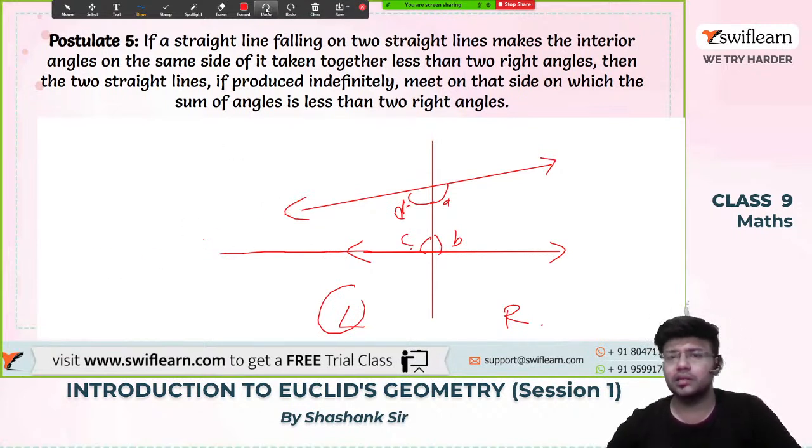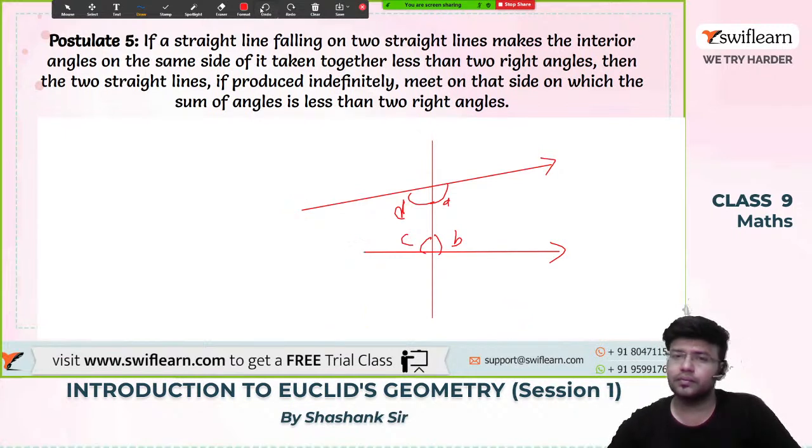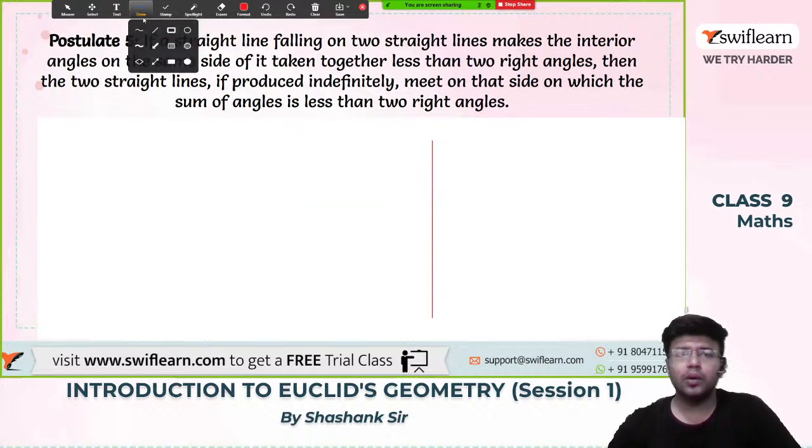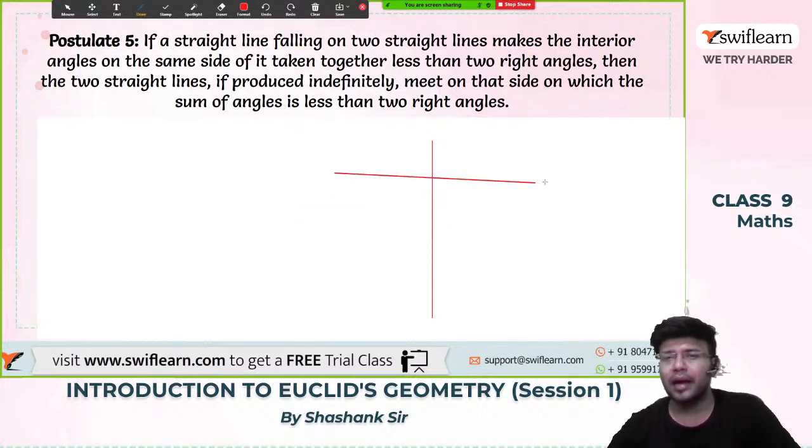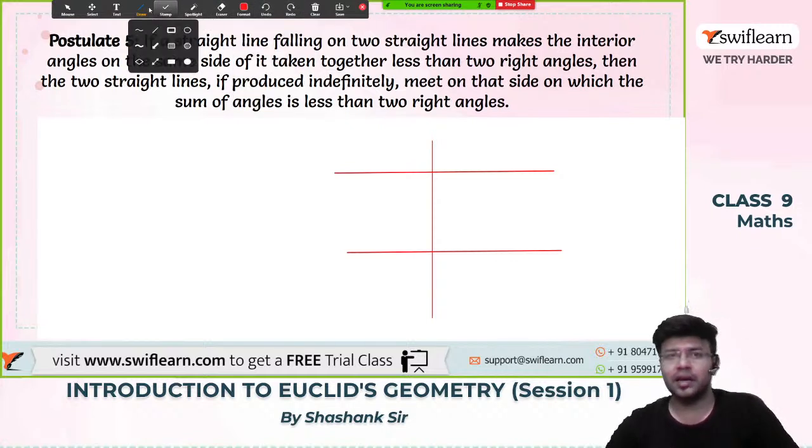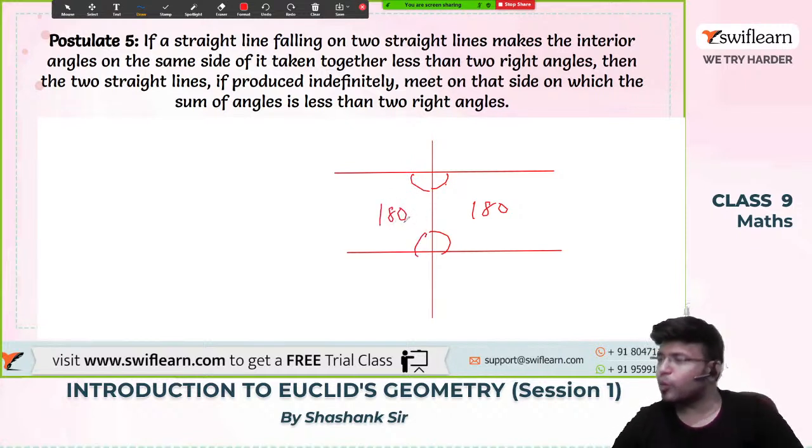Now another case. What if I draw parallel lines? Which side are they less than 180? This is 90, this is 90 because they are parallel. The sum of these two angles is 180. यहाँ पे भी 90, 90 है. If we add, यहाँ पे भी हमको 180 और two right angles मिलेंगे.